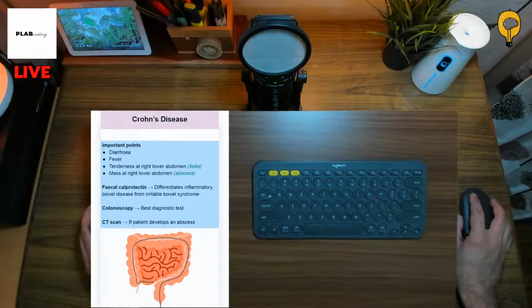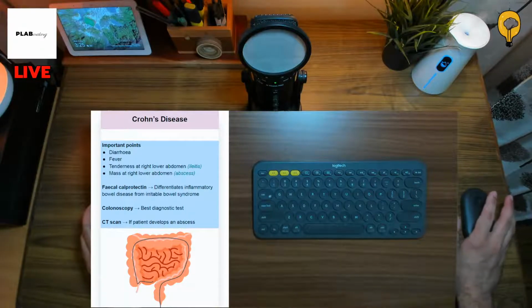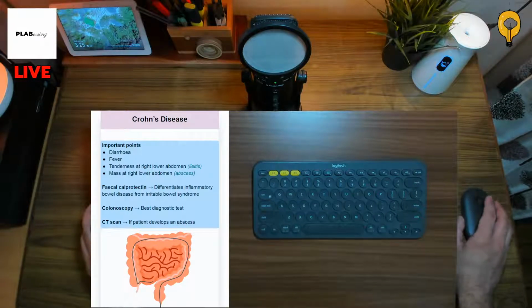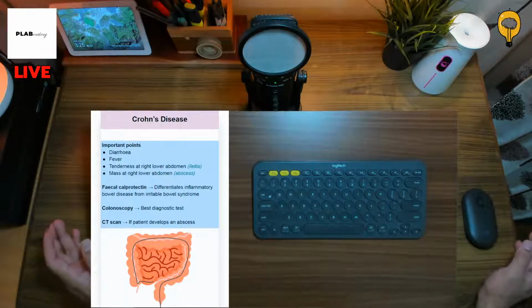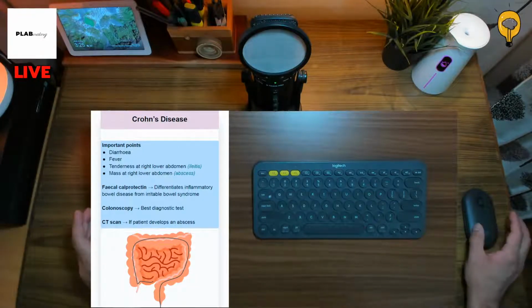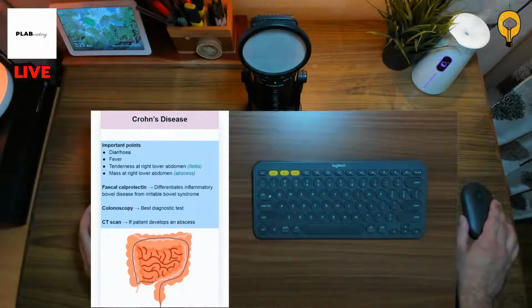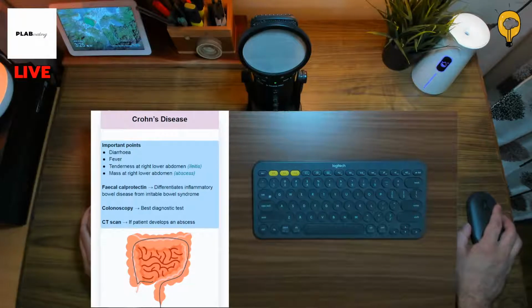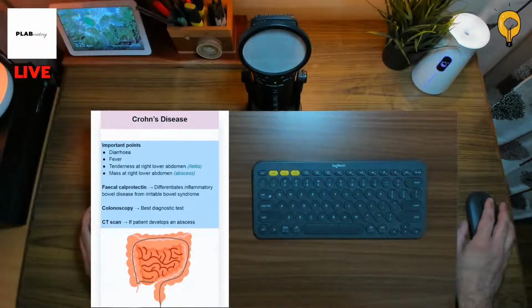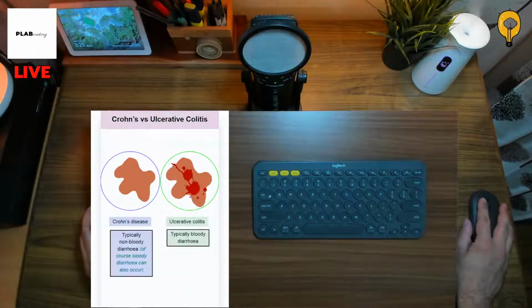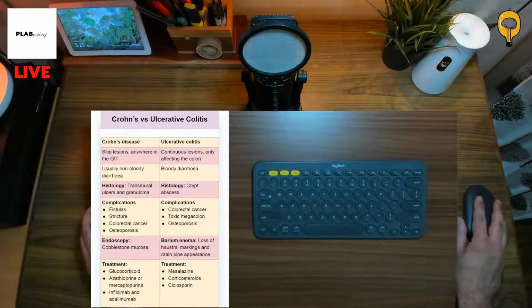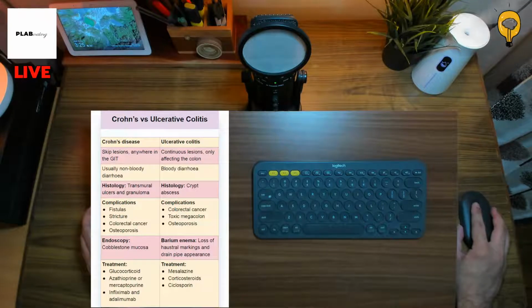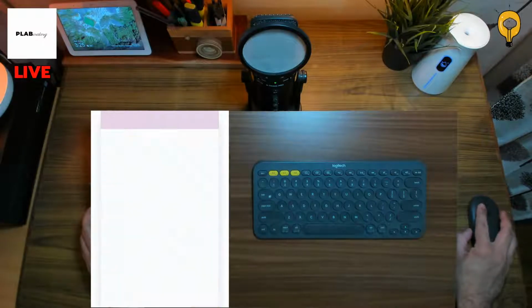Colonoscopy is the best diagnostic test here. CT scan if the patient develops an abscess. We know that in ulcerative colitis we find crypt abscesses, whereas in Crohn's disease we find transmural ulcers and granulomas.